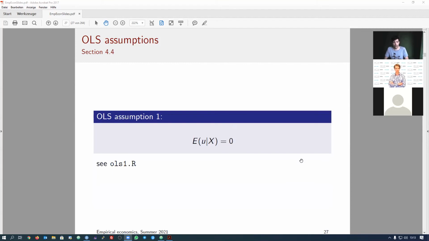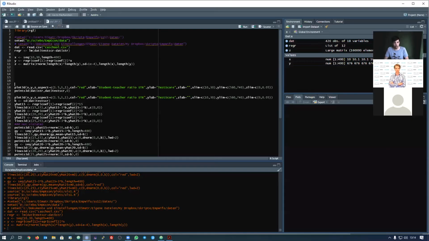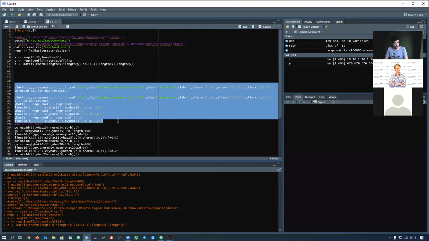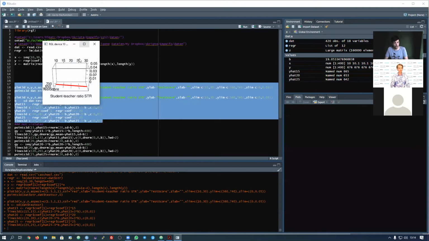First of all, let's have a look at our first OLS assumption. The expectation of our error term given our regressor is equal to 0. What does that mean? I think a good way to illustrate that is with a little R application. So let's go through that. We won't go through the code, but just through the plot.